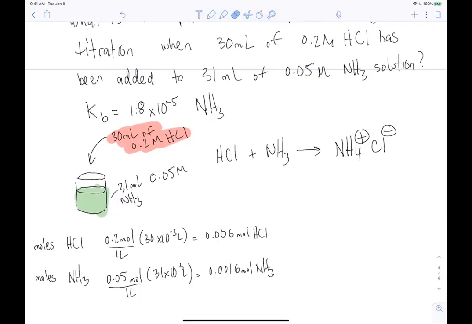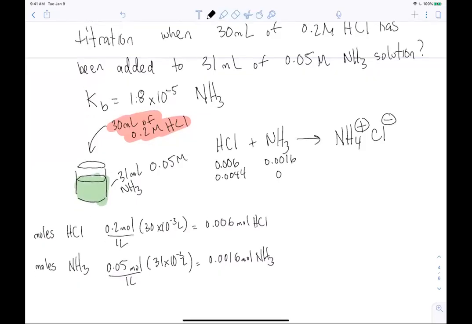And so I just come up here and I look at this then. Say, okay, if I start out with 0.006 of this, and I've got 0.0016 of this, at the end of the reaction, because it's a 1-to-1, I'm going to have some acid left over, but I'm going to have 0 of this left over. So at the beginning, this is the start, and then this is the finish.